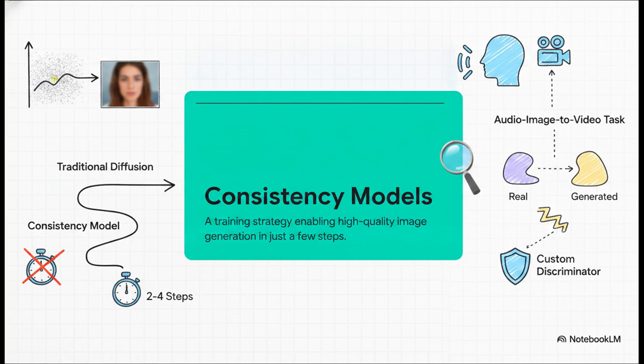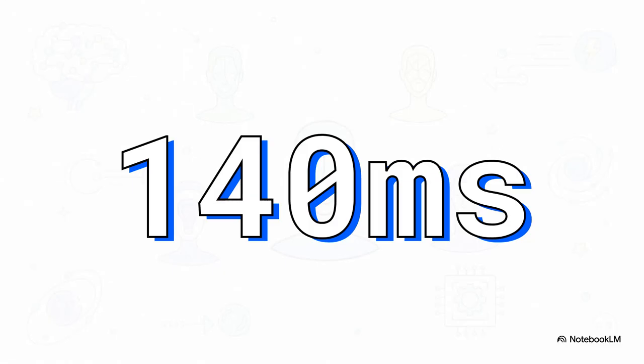The LLIA team took pre-trained weights and trained this consistency model specifically for an audio image-to-video task. They even threw in a customized discriminator to make absolutely sure the lip sync and the character's identity stayed perfectly sharp, even with these massive mathematical shortcuts. And the result of combining that variable length trick, consistency models, and another technique called INT8 model quantization, which basically shrinks the math precision so it runs faster, is this staggering number right here, 140 milliseconds.